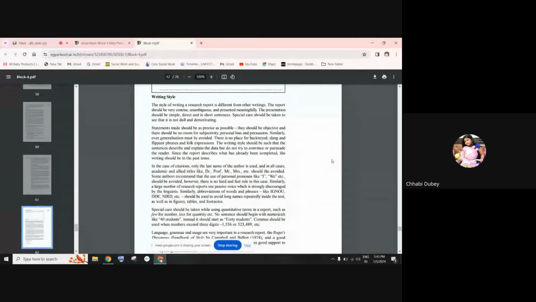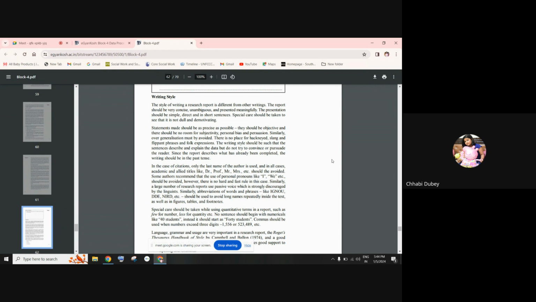Now, in case of citations, very special consideration should be taken. It should be done according to whatever institution style of referencing or citation has been accepted by the institution. And in all cases, titles should be avoided with the names of the authors. We just write the names without writing the titles here. Okay.